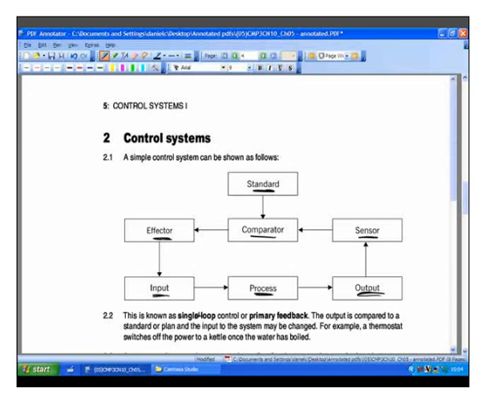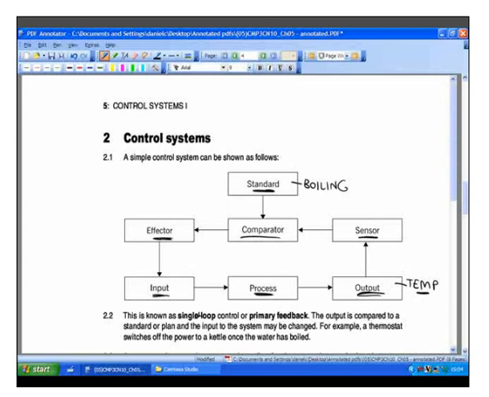So to take a very simple example, if we think about a kettle where the process is the water being boiled, the output of that process is the temperature of the water, and the thermostat is a sensor that measures the temperature and compares it using a comparator to a standard, and the standard in this case is boiling point. So long as the temperature remains below boiling point, then the effector will continue to apply the input, and the kettle will keep on heating up.